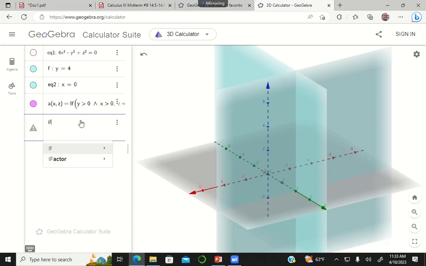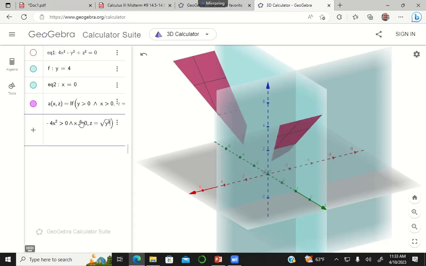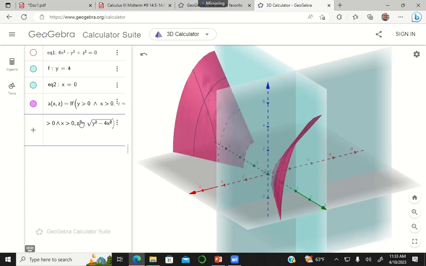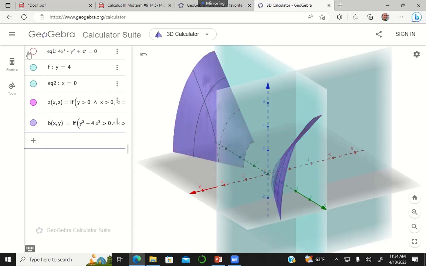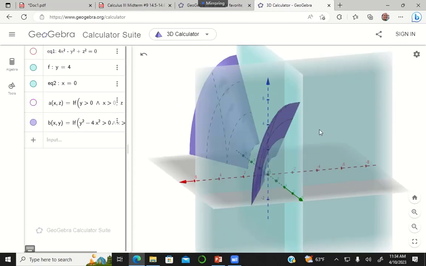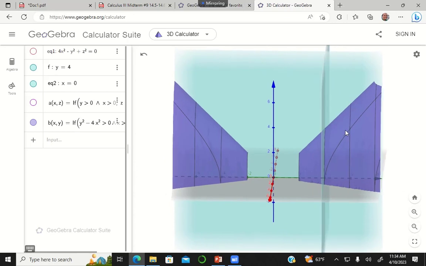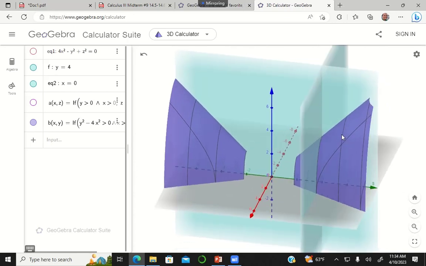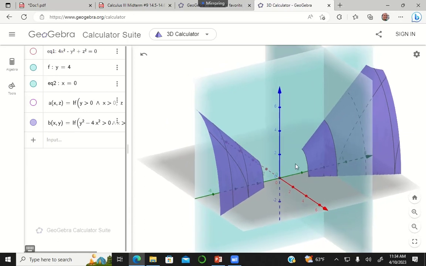Here we go. If y squared minus 4x squared is greater than 0, and x is greater than 0, comma, z equals the square root of y squared minus 4x squared. That is almost exactly what I want. Almost. Not exactly though. Why did it do away with the inside of my cone here?